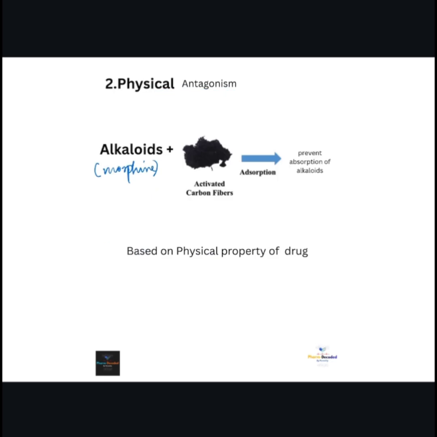Second type is physical antagonism. As the name suggests, this is due to the physical nature of the drug, physical property of the drug. As you know that the activated charcoal has so many pores. So these activated charcoal can actually adsorb other substances. So it is mainly used in alkaloid poisoning like morphine poisoning. So activated charcoal can actually adsorb the alkaloid and prevent the absorption of alkaloids.